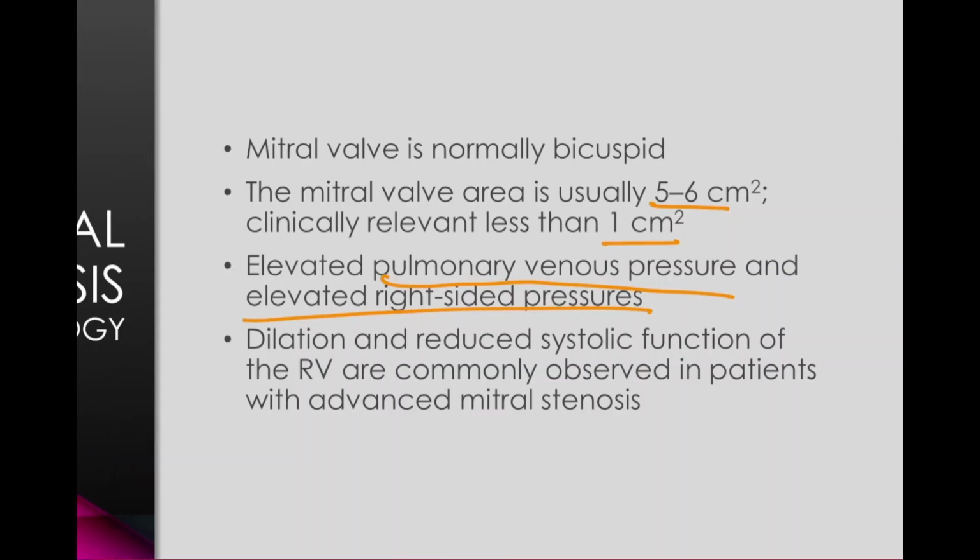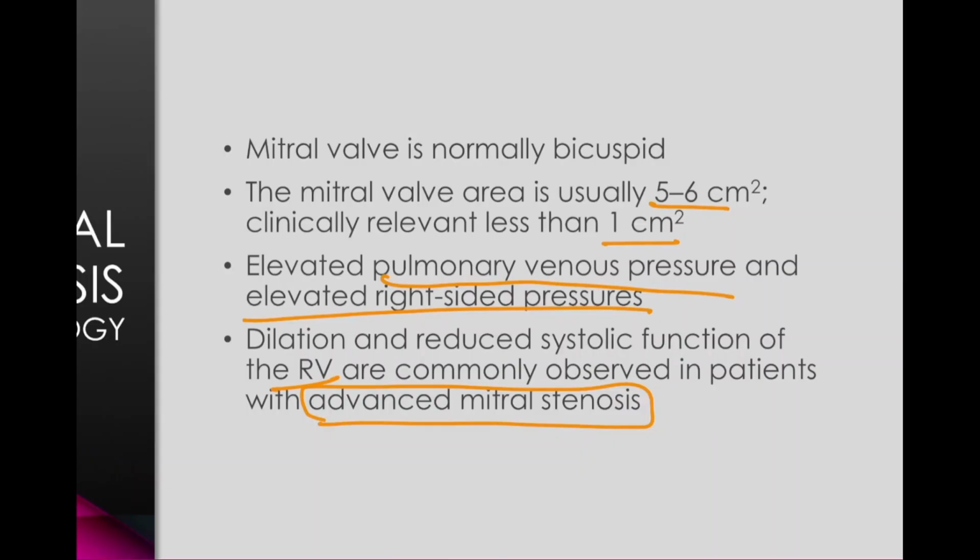So they get elevated right-sided pressures because remember, the right side of the heart, the afterload is generated by the pulmonary pressures. So the higher the pulmonary pressures, that means the right side of the heart has to squeeze against that pressure, so right-sided pressure starts to rise up. We get dilation and reduced systolic function of the right ventricle. Can be seen with patients with advanced mitral stenosis, where you get backup all the way.